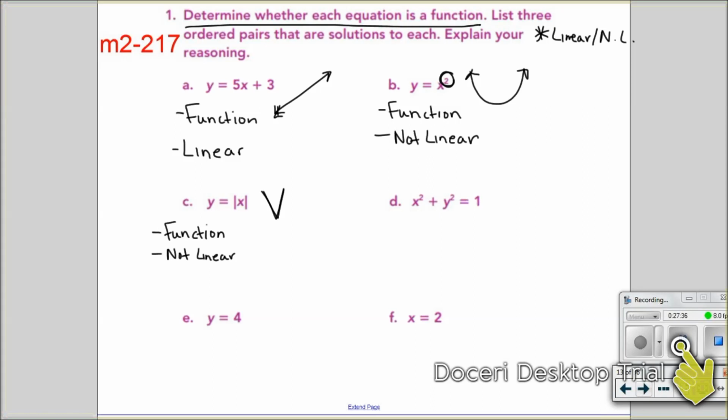Okay, so I'm going to give you about 30 seconds to do D, E, and F, and then you're going to move on to some more practice on your own. D, E, and F.